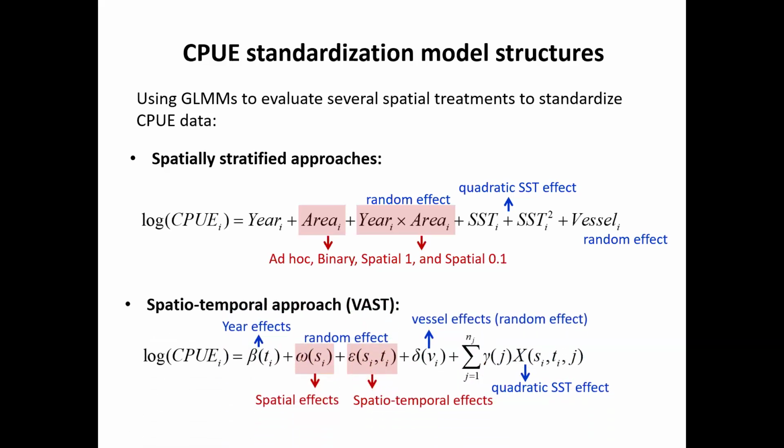Okay, the same model structure is also used in the VAST model. In the VAST model, we consider the spatial effect and the spatio-temporal effect as random effects. And with the same model structure, the vessel effect and the quantitative SST effect are also considered in the VAST model.